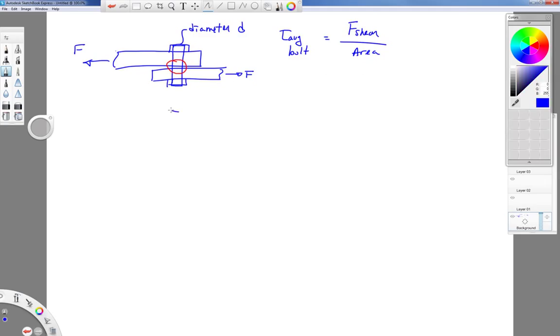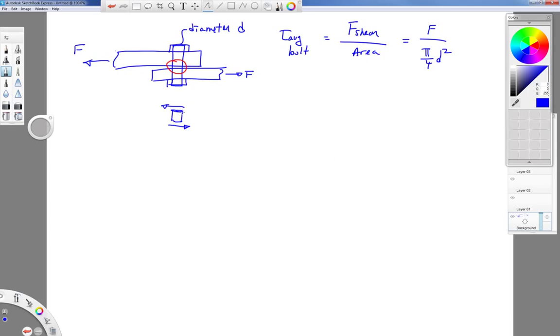and think of it as a very small section, and I'll exaggerate this height so we can see it. Up on top, part of that cross-section area wants to go to the left, and on the bottom, part of that cross-section area wants to go to the right. So the average shearing stress on our bolt in this case is going to be our force divided by a single cross-sectional area, pi over 4 d squared.